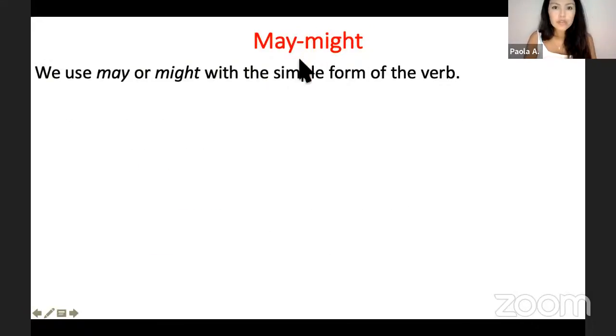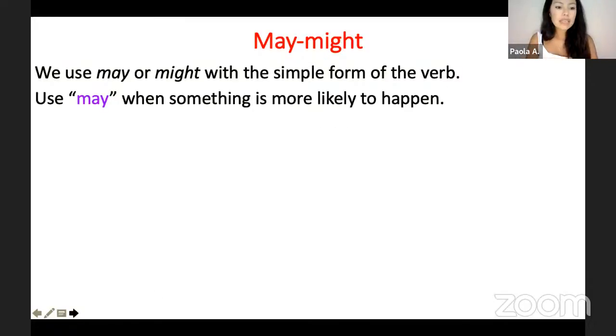Okay, so may or might is always used with the base form of the verb, like can or have to. We always use it with the main base form of the verb. It's always like that. It doesn't matter which modal verb it is. Like we've seen in the examples, we always use the verb in the base form.